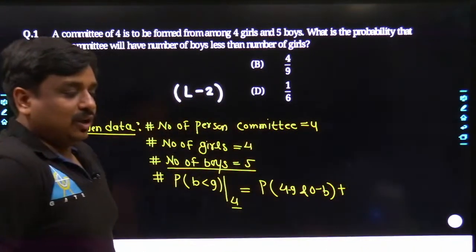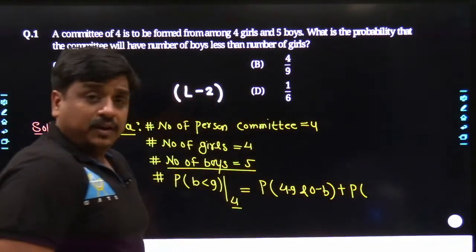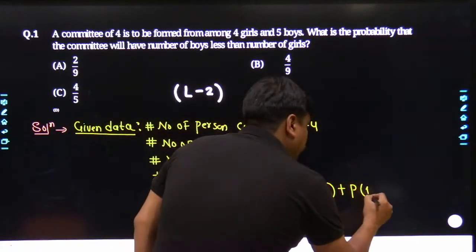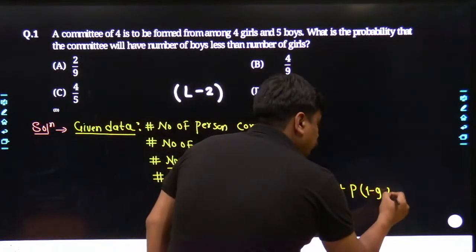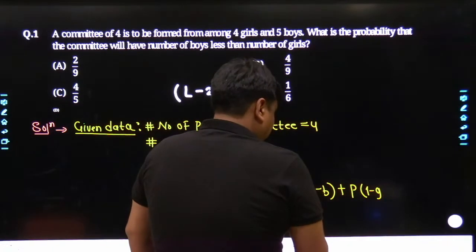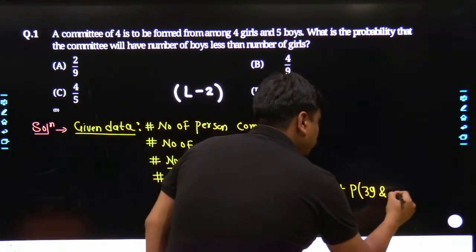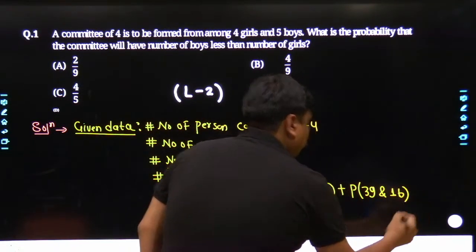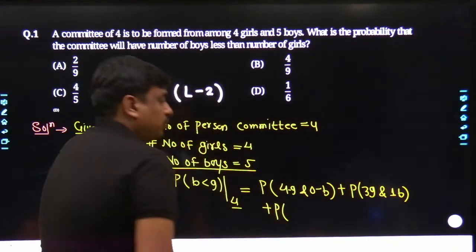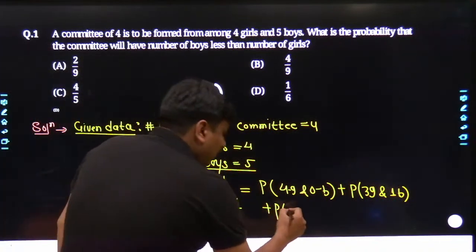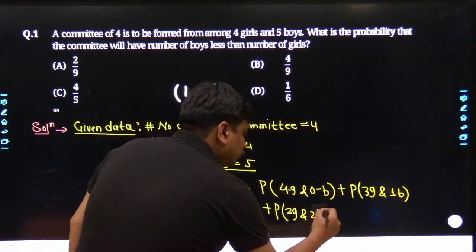or you can have the next committee where you have 3 girls and 1 boy, or the probability that precisely within the committee we have 2 girls and 2 boys.